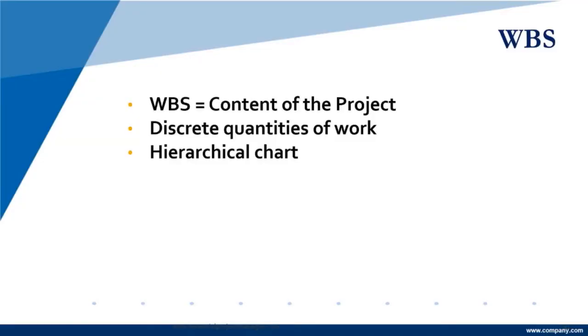Or you can use fuzzier language, but you need to be aware that that can lead you to have bad estimates, missed stuff. That's why we want it to be discrete quantities of work. And the smaller is not a bad way of doing it. What we use is a hierarchical chart. Now, what does a hierarchical chart mean? It means that I can roll up certain things easily.